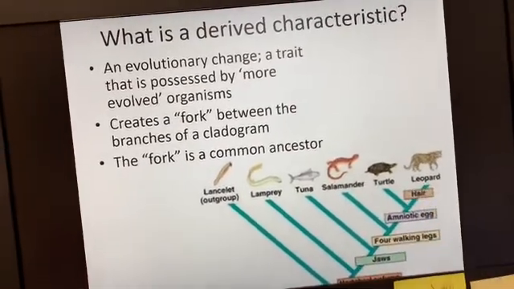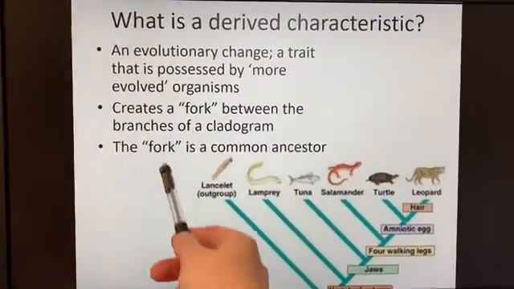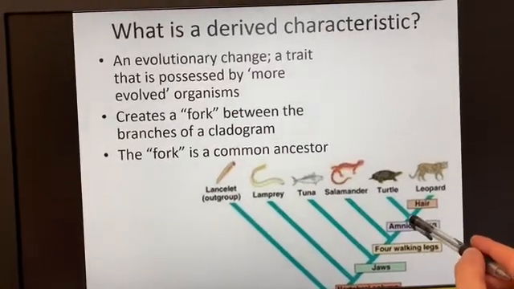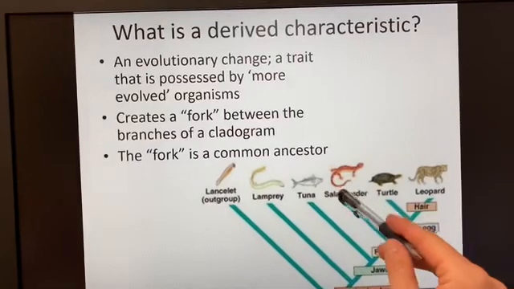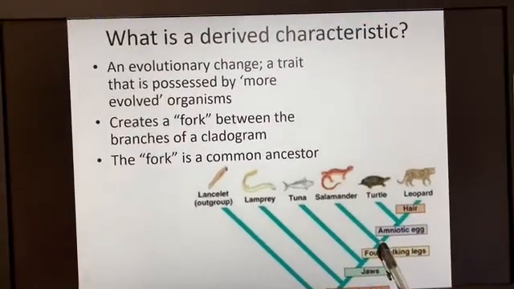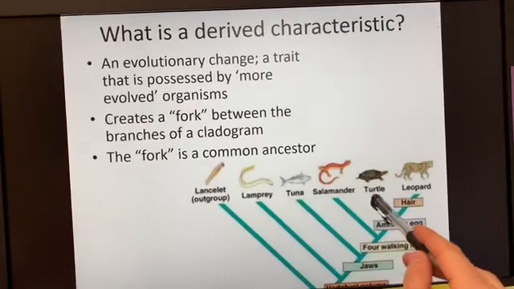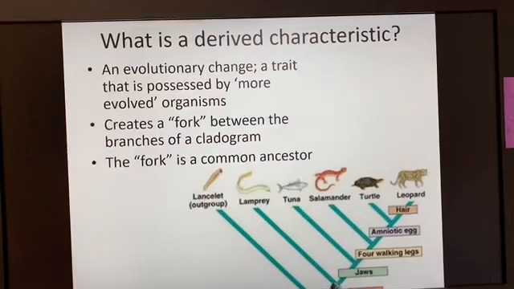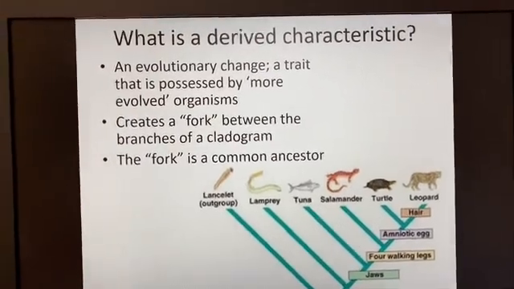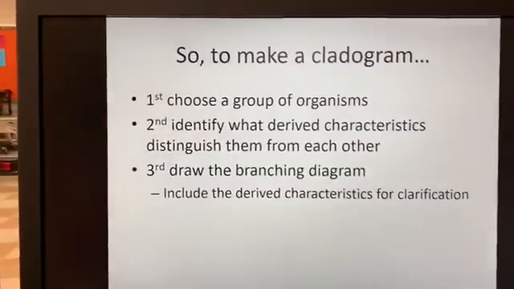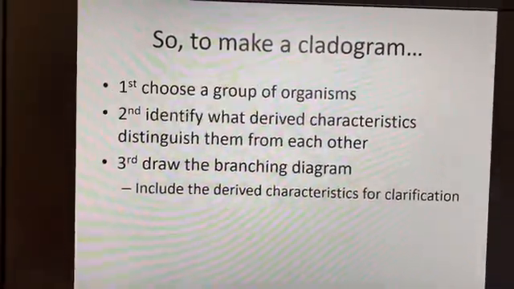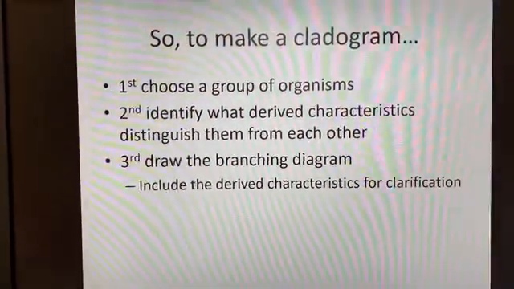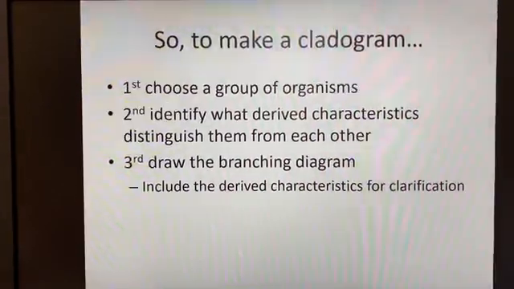So that fork is also a common ancestor. The turtle and the leopard have a common ancestor, an ancient one, right there. The salamander, the turtle, and the leopard have an ancient common ancestor right there. The tuna, the salamander, the turtle, and the leopard all have an ancient common ancestor right there. And the more branches back, the more ancient it is, the further back in time. So to make a cladogram, you first choose a group of organisms. Second, identify what derived characteristics distinguish them from each other. And third, draw the branching diagram, including the derived characteristics for clarification.